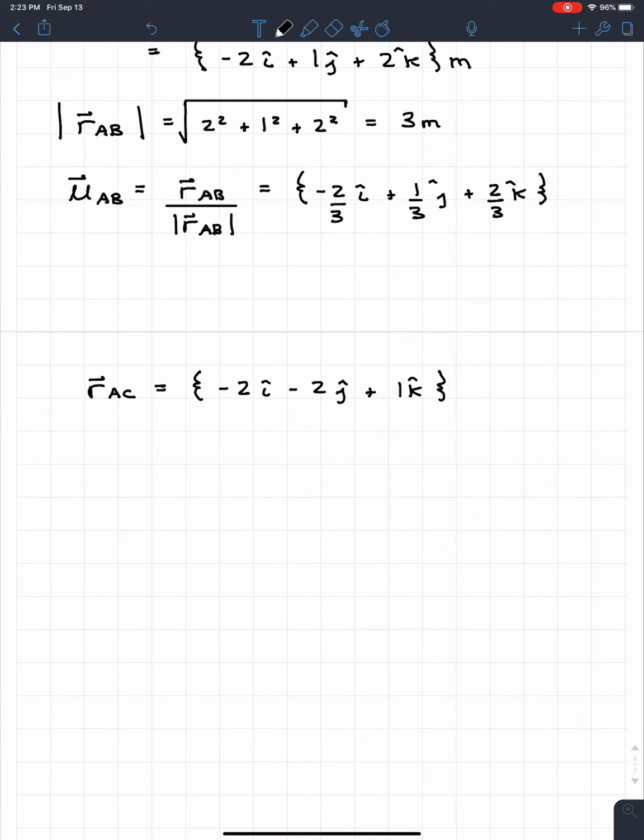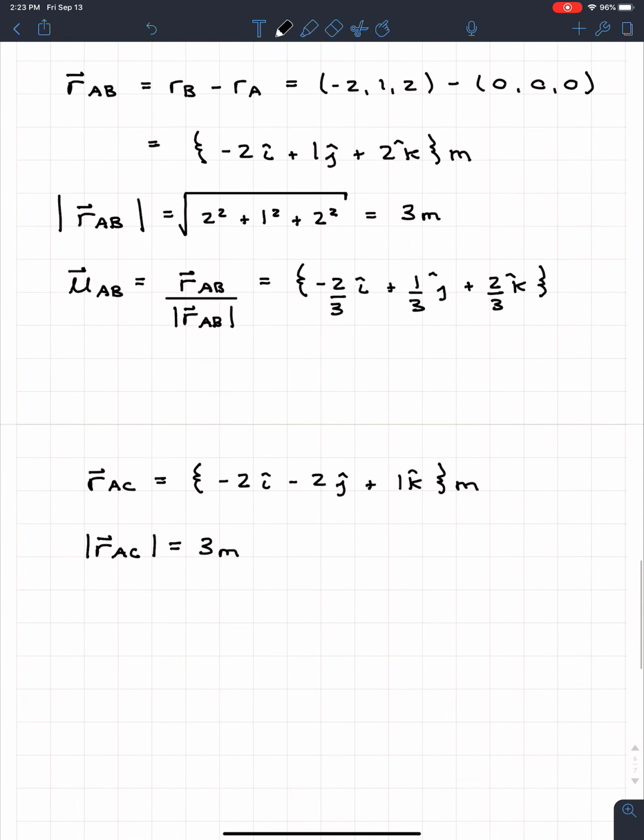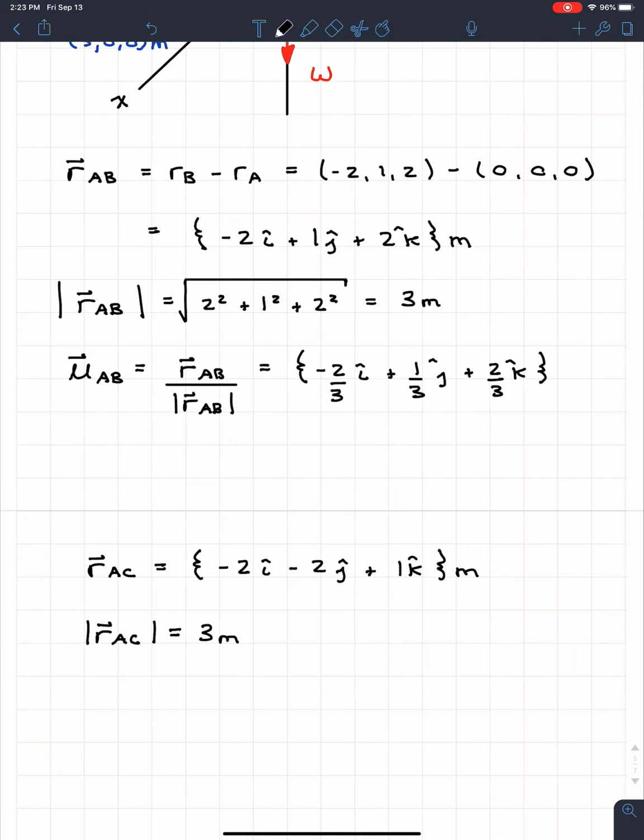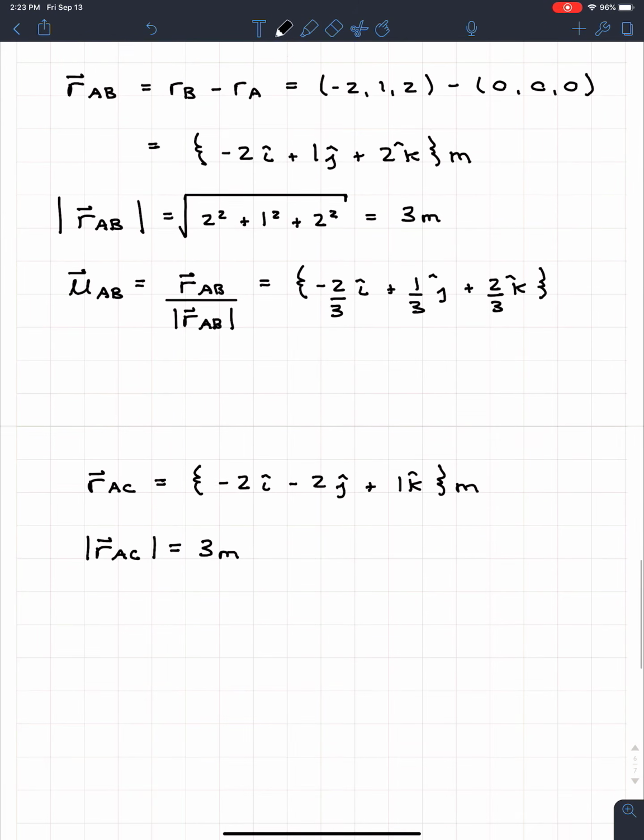And this will have units of meters. We also know that the magnitude of AC is going to be equal to 3 meters. You can check that, but what I noticed is if we look at our position vector, we have a 2 and a 1. And if we look up top at RAB, it's also a 2 and a 1. So if they're the same, they're going to have the same magnitude. We can skip a little bit of time, a little time saver.